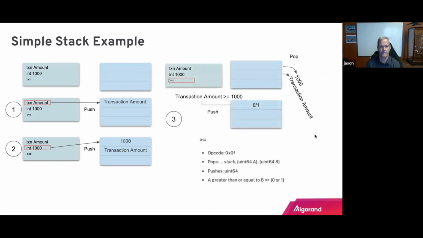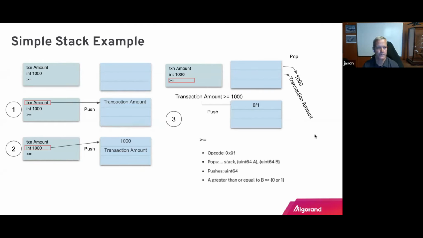Then we get to the greater than or equal to. That's an opcode that pops those two values off the stack and pushes either a 0 or 1 onto the top of the stack, depending on whether the first parameter is greater than or equal to the second parameter. It obviously takes two parameters, and these are defined in the pops section of the description below as uint64A, uint64B. You can see this brief description of the opcode says it pops two values and pushes one uint64, and then you get a description.